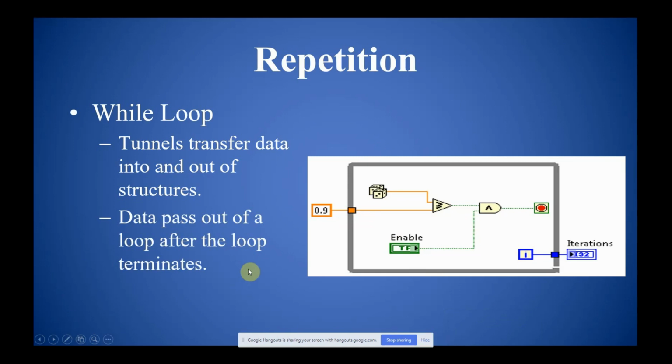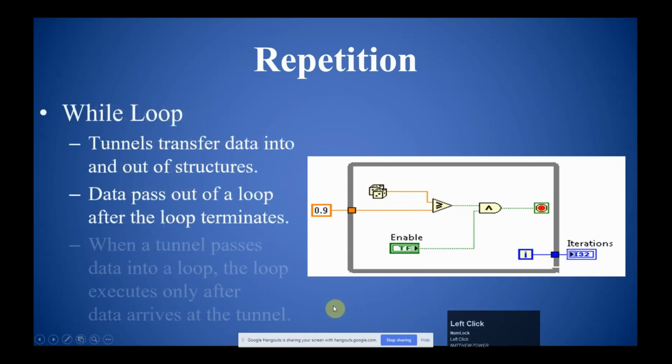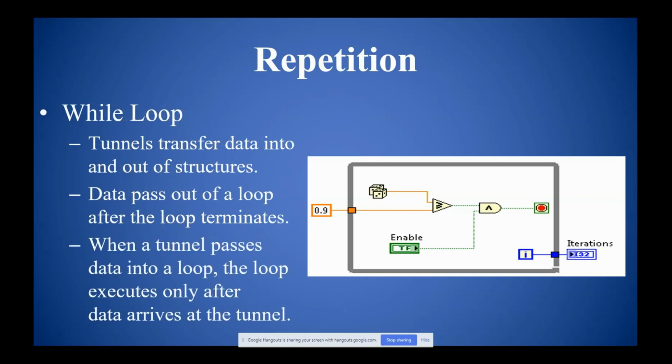The data will pass out of the loop after the loop terminates. This is the same as with any VI. Data only goes out after it's finished, so if you have something downstream that needs that thing, it will wait until the first one is finished. And when a tunnel passes data into the loop, the loop executes only after data has arrived. In this case, I have a constant, so that's not going to matter. But again, if the while loop is behind something like a read joystick, the read will always occur first.